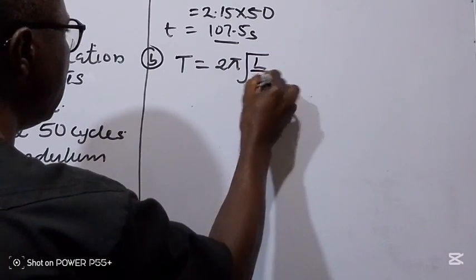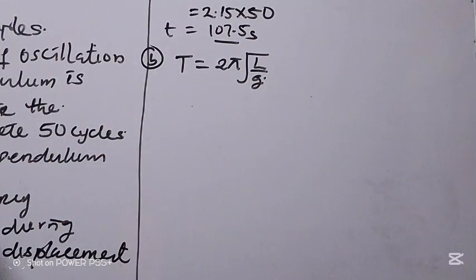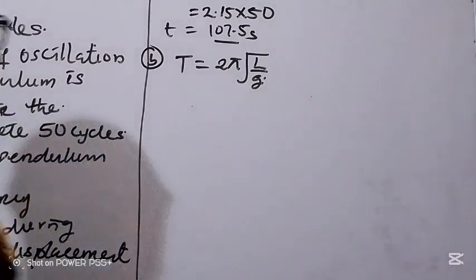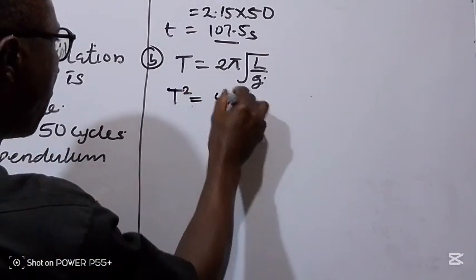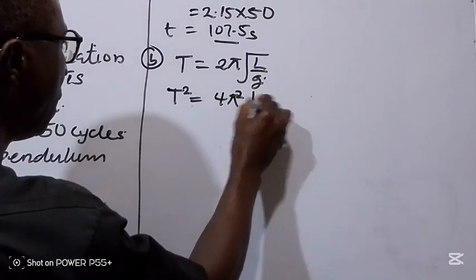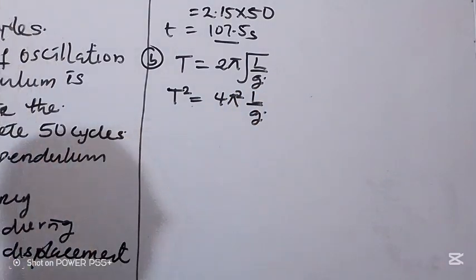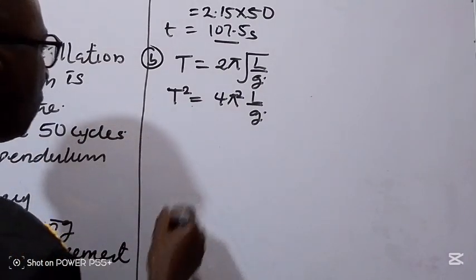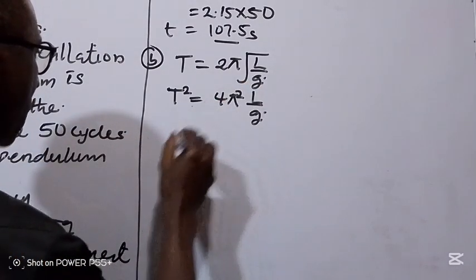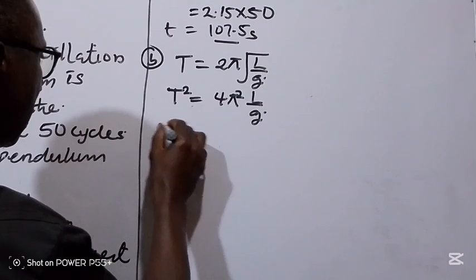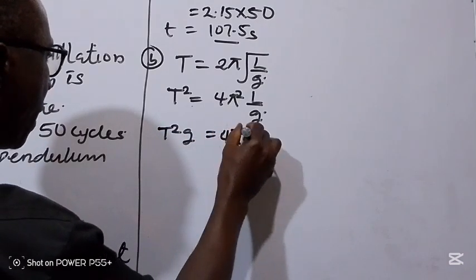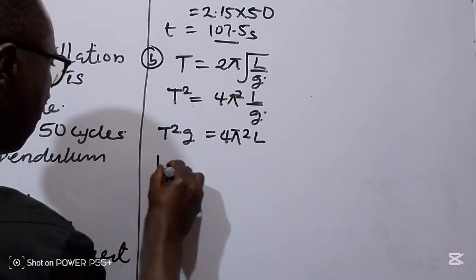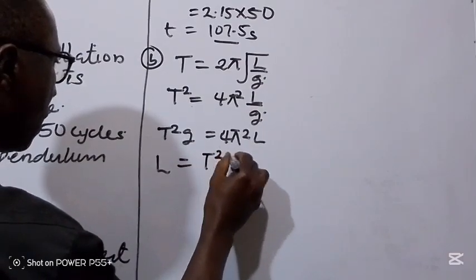Take the square of both sides, we are going to have T square is equal to 4 pi square into L over G. Now, make L the subject of the formula. By cross multiplying, we are going to have T square G is equal to 4 pi square L. Therefore, L will be equal to T square G over 4 pi square.